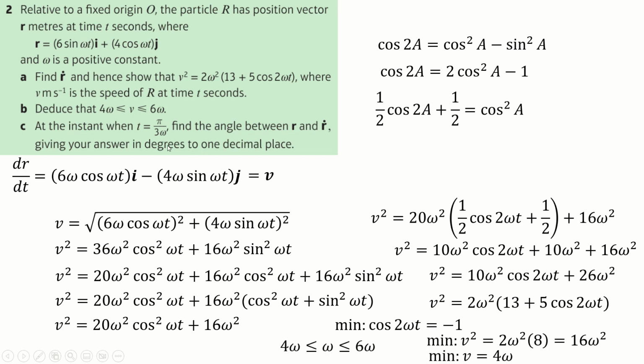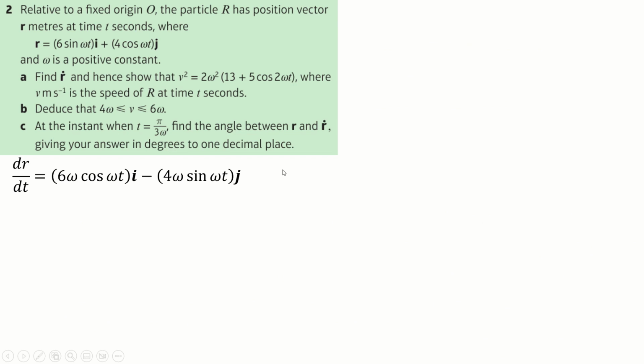At the instant when t is that, find the angle between r and r dot. So okay, well, r is just this thing here. If you put in t as pi over 3 omega, because the omegas cancel, sine of pi over 3 is root 3 over 2. So you get this, and likewise for the cos. You can also put this, of course, into dr by dt, which is r dot. And something very similar will happen. And now we just need to find the angle between this and that.